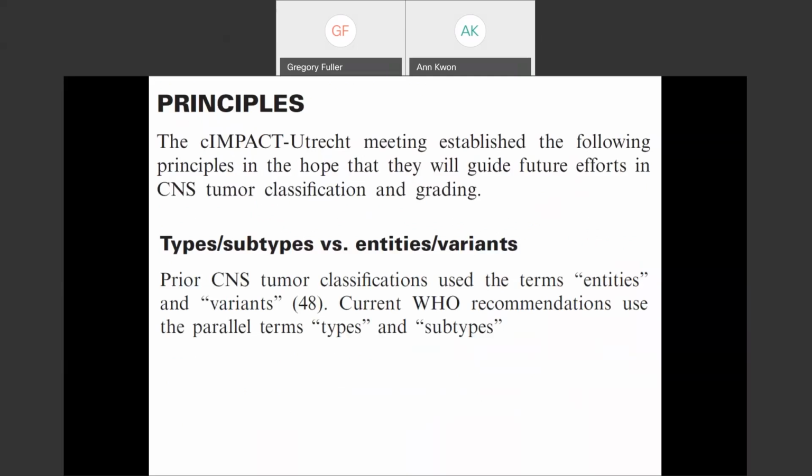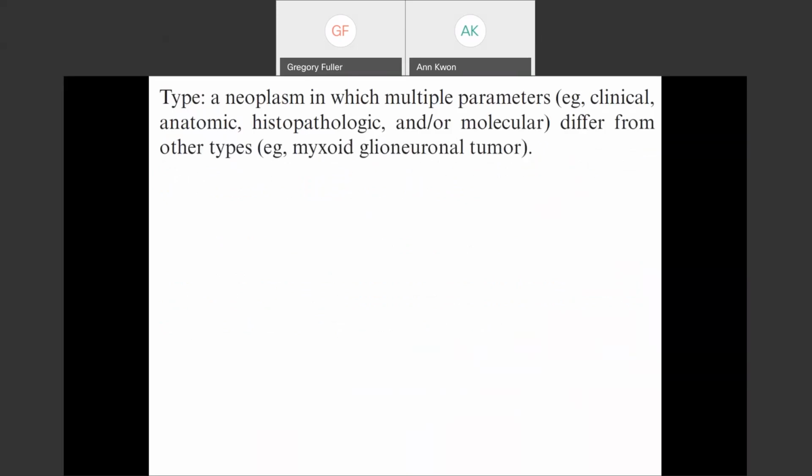First of all, types and subtypes. This is a minor thing. Prior CNS tumor classifications used the terms entity and variant, so we'd have an entity and then we'd have variants. We're going to come in line with all of the other WHO Blue Books, and we're going to call them types and subtypes instead of entities and variants. A type is a defined neoplasm in which multiple parameters, clinical, anatomic, histologic, and or molecular, differ from other types, like myxoid glioneuronal tumor, which is a septal-caudate DNET.